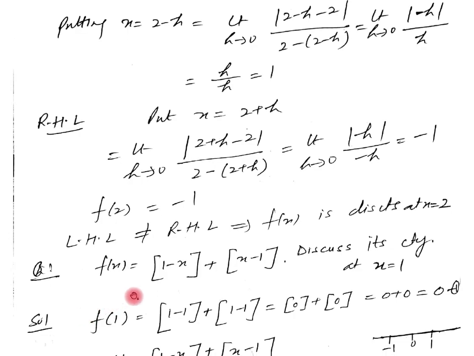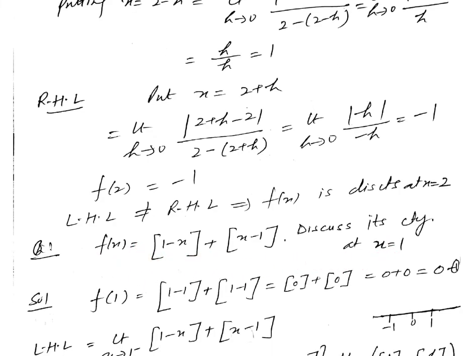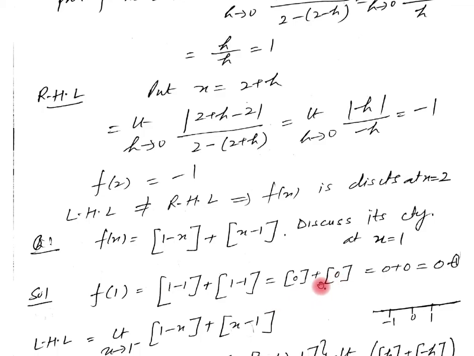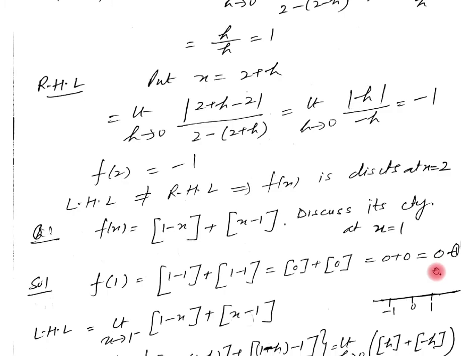Now here the next question is based on the greatest integer function. This is the sign of greatest integer. Now you have to check the continuity of this function at x equal to 1. Again, first we will find out the value of the function. Value of the function f of 1, putting x equal to 1, 1 minus 1, 1 minus 1. Now the greatest integer of 0 plus greatest integer of 0. 0 is itself an integer. Its greatest integer will be 0. 0 plus 0 equal to 0. Therefore value of the function is equal to 0.